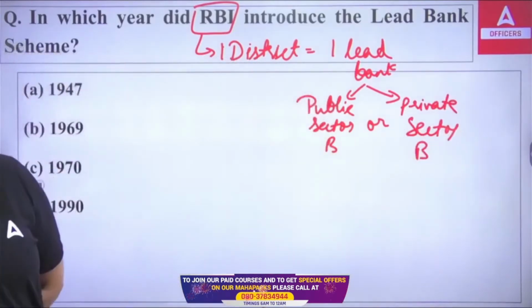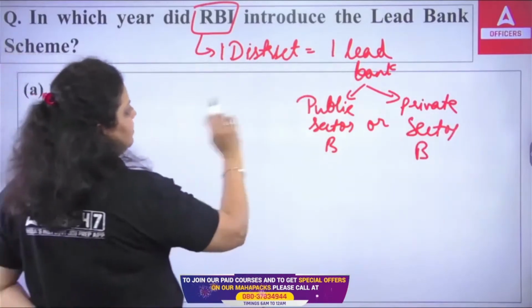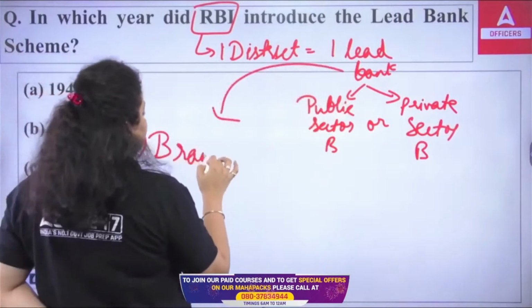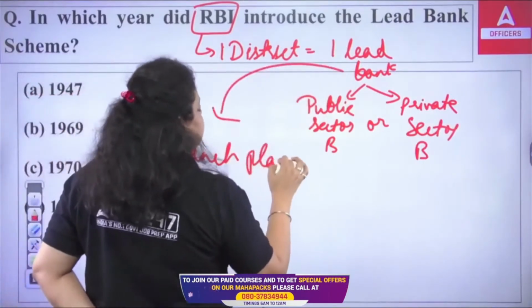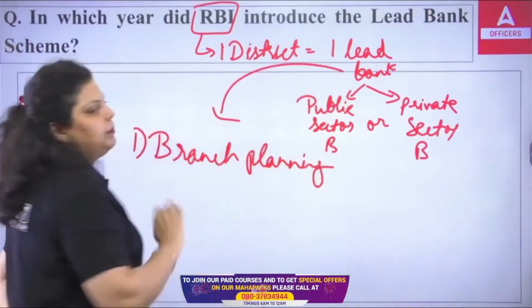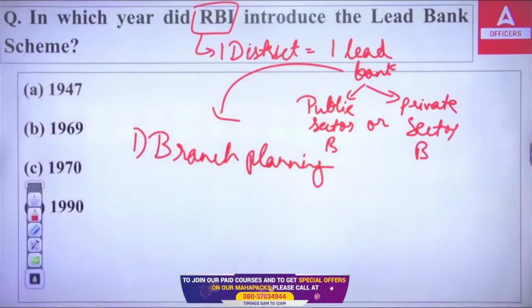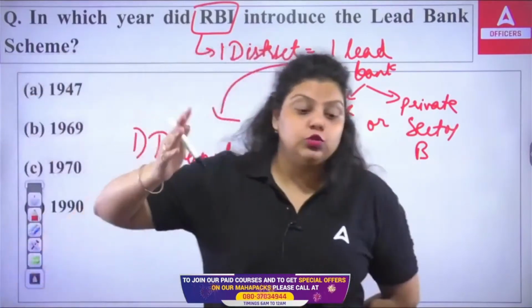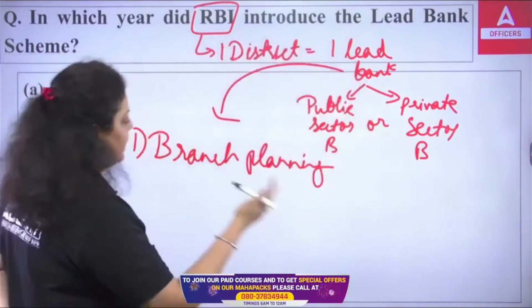And what they are going to do after becoming a lead bank: first they have to do the branch expansion planning. It means where it is required to open a branch of a bank. In a district where there is a small number of bank branches, the customers are not getting the full financial services. So where it is required to open a branch, that will be planned.